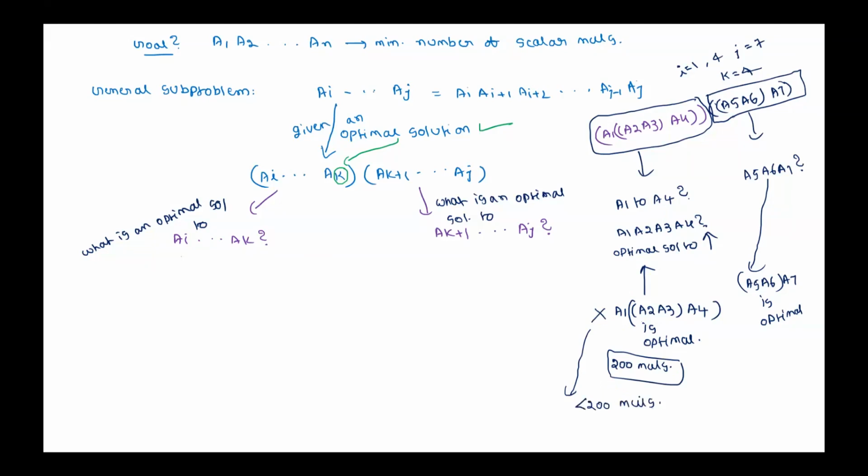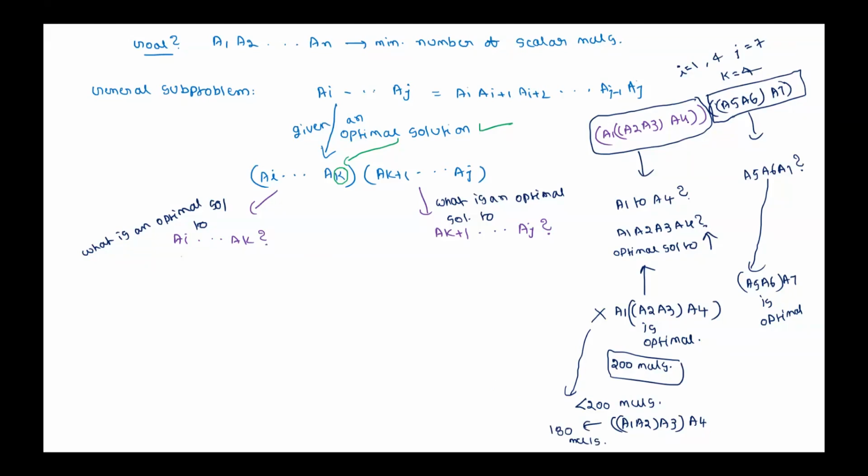Let us denote it like this. This is some way of multiplication which requires, say, less than 200 multiplications. Okay, let us call it, say, 180 multiplications. Now, what is the contradiction that we get in this case?